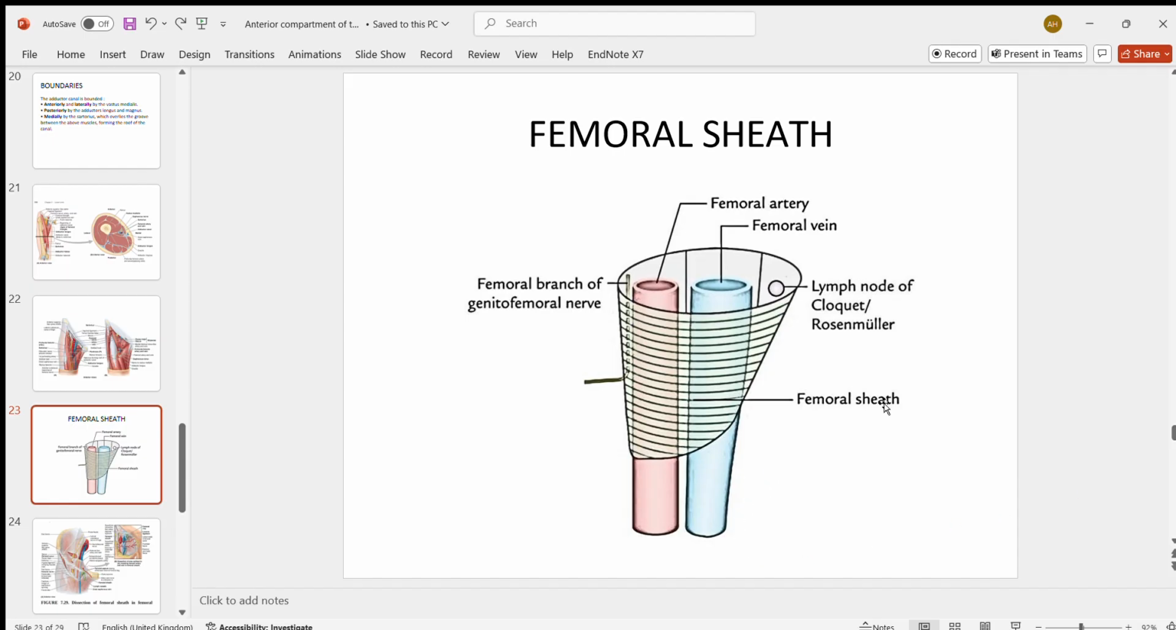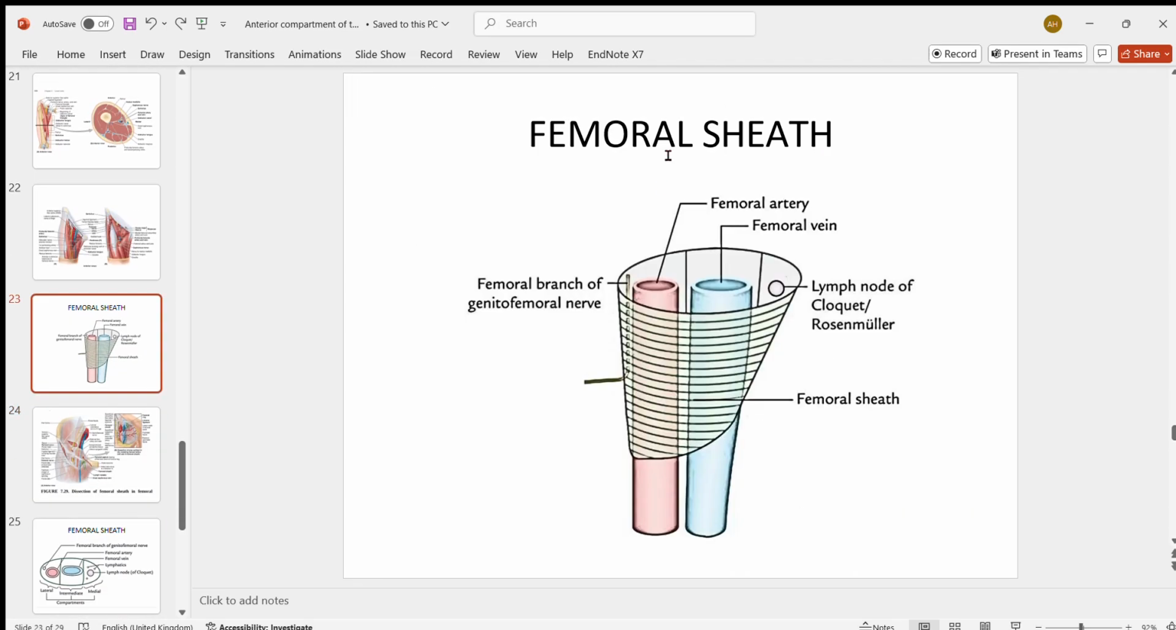This is the femoral sheath. The femoral sheath has three compartments I've mentioned earlier. It has a lateral compartment having femoral artery and the femoral branch of genitofemoral nerve, then a medial intermediate compartment containing the femoral vein, and the medialmost compartment containing the lymph node of Cloquet or the lymph node of Rosenmuller. The boundary of the femoral sheath is called the femoral ring.